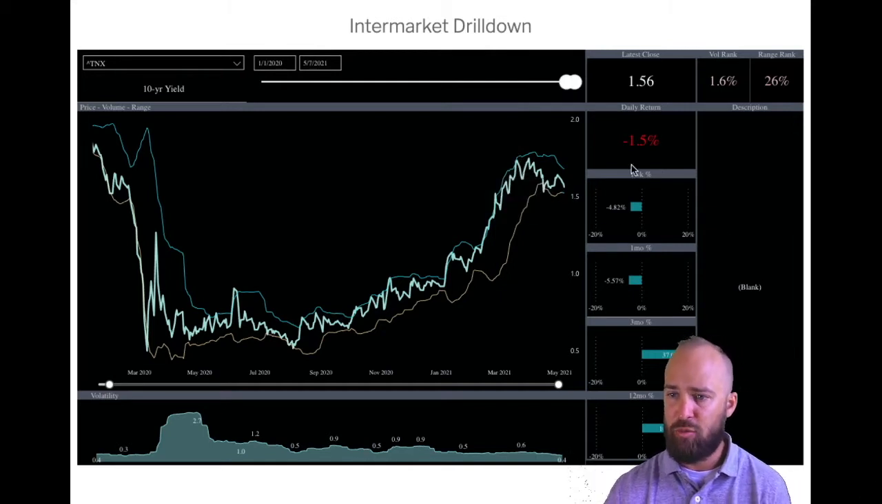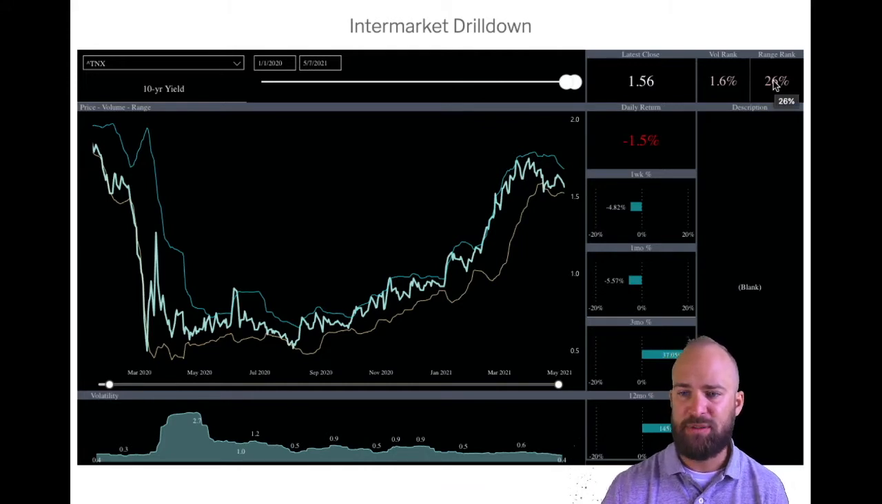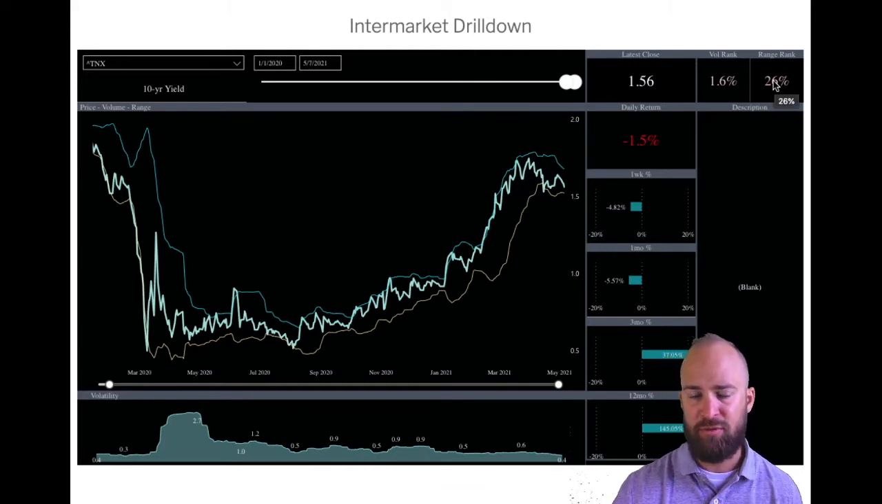So right now, with a range rank of 26%, we're near the low end of the range there.